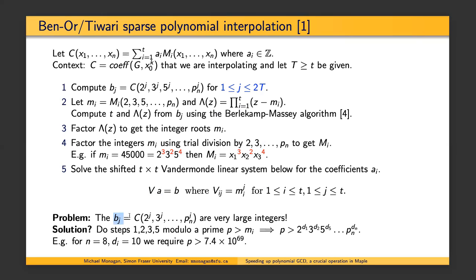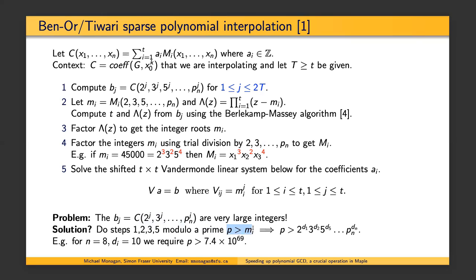Those integers bj that we get when we evaluate the polynomial at powers of primes, since j goes up to 2t, can be massive, huge integers, and that ruins the efficiency of the algorithm. But there is a simple solution in principle, and that is to compute modulo a prime. We are going to execute the Berlekamp-Massey algorithm, the Ben-Or–Tiwari algorithm, modulo a prime, because we're doing the GCD modulo a prime. So one does steps 1, 2, 3, and 5 modulo a prime.